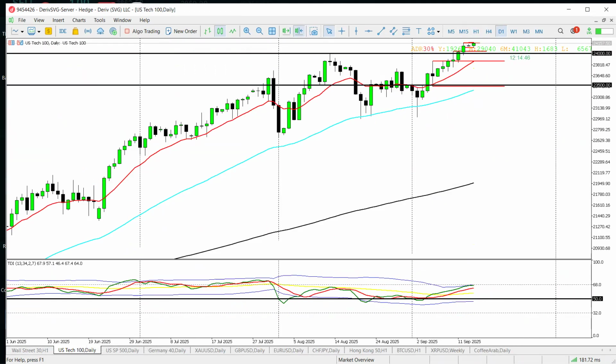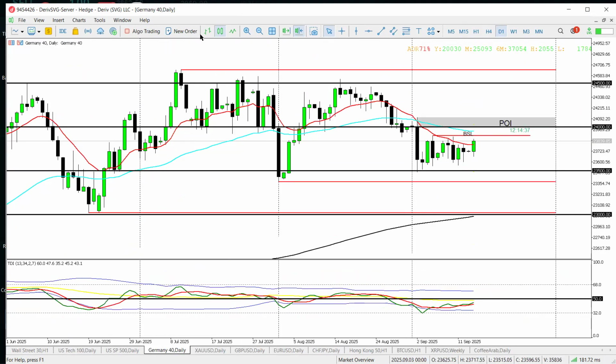Next in line is Nasdaq. So I think Nasdaq and S&P 500, I'll explain them in the end when we touch on SMT divergence. So quickly going to German 40. German 40 for the month of September. My main point of interest is basically this high and this low here. So for the month of September, we didn't really get any big moves or any trend. You can see prices going sideways.